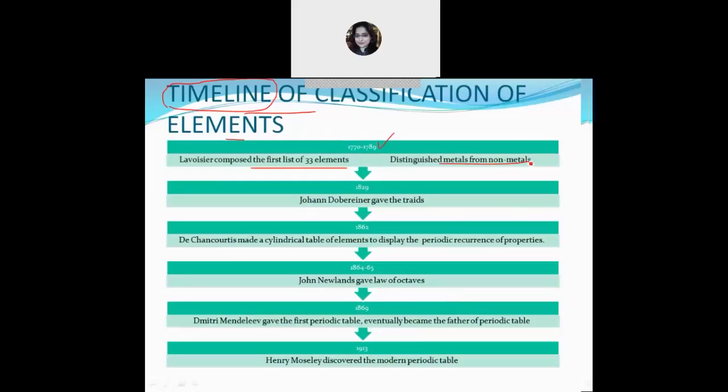After that, in the year 1829, Johann Dobereiner gave the triads. You have studied about this in standard 10th also, Dobereiner's triads. In this year 1829, Johann Wolfgang Dobereiner, a German scientist, tried to arrange the elements with similar properties into groups. So what did he do? He identified some groups of 3 elements each, and he called these triads. So Dobereiner took elements such as lithium.